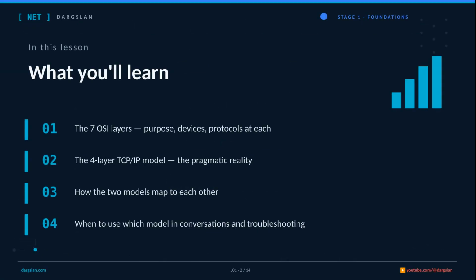So here's the roadmap for the next few minutes. We'll start by walking through the 7 OSI layers, what each one actually does, the devices that live there, and the protocols you'll recognize. Then we'll look at the TCP/IP model, which is only 4 layers and reflects how the internet was really built. After that, we'll line the two up side by side and finish with the part that matters most on the job, knowing which model to pull out when you're troubleshooting or talking with your team.